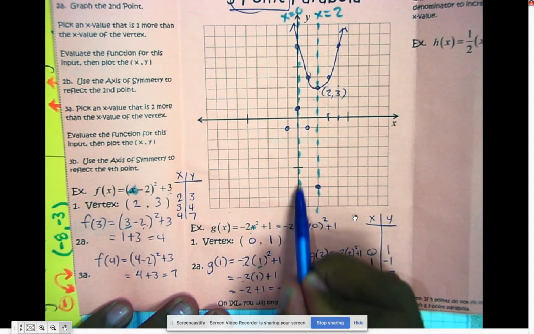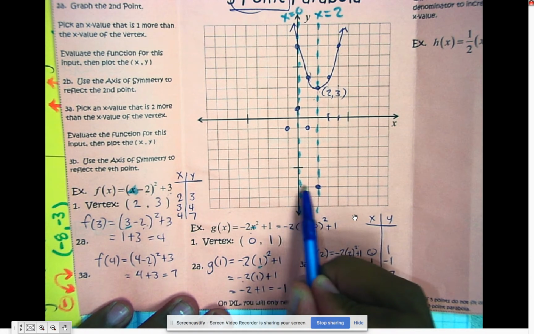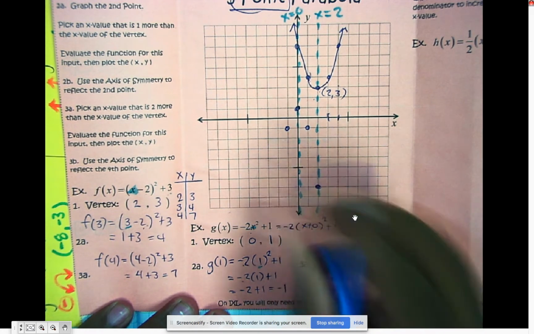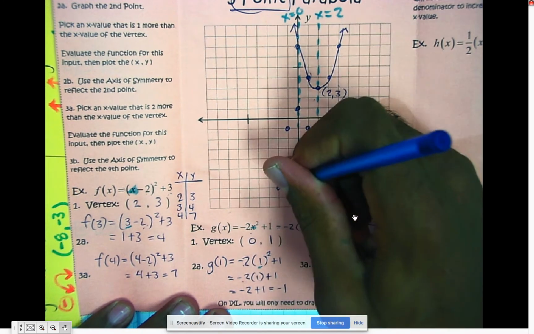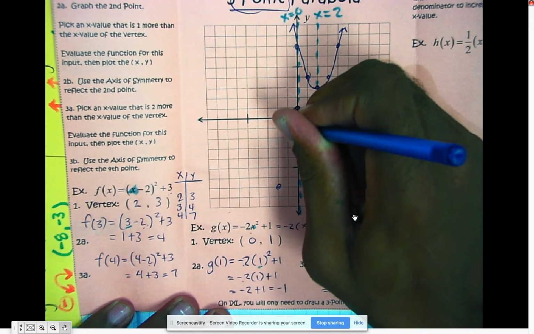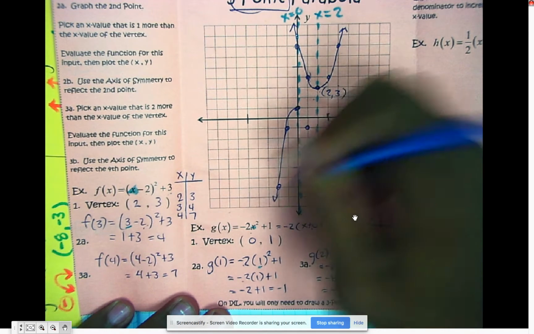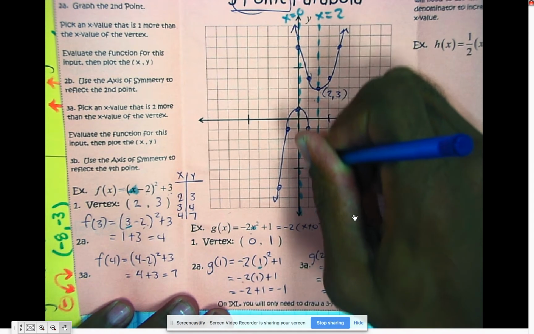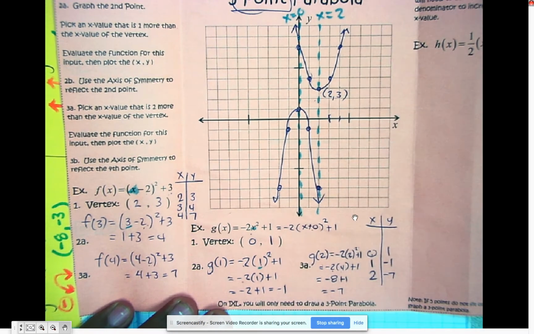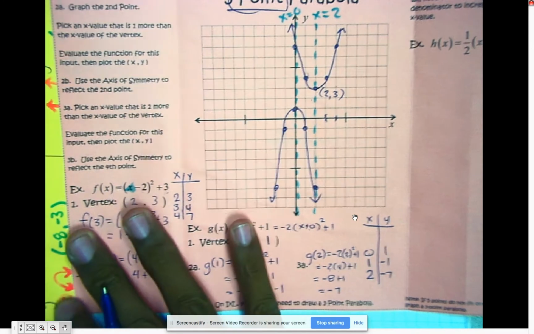Again, the axis of symmetry is right here on the y-axis, so I just reflect that point right over the line, and there's my U. It's a little bit skinnier than the last one. I'm trying to make that curve as nice as possible. Okay, and there you go. There's your graph.